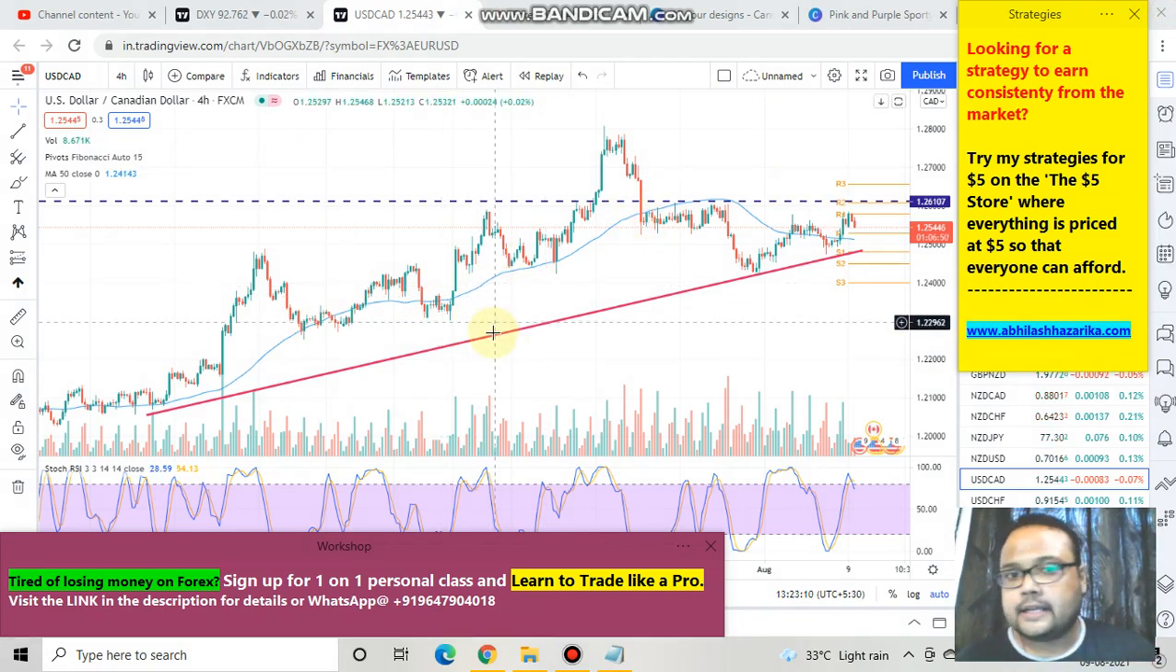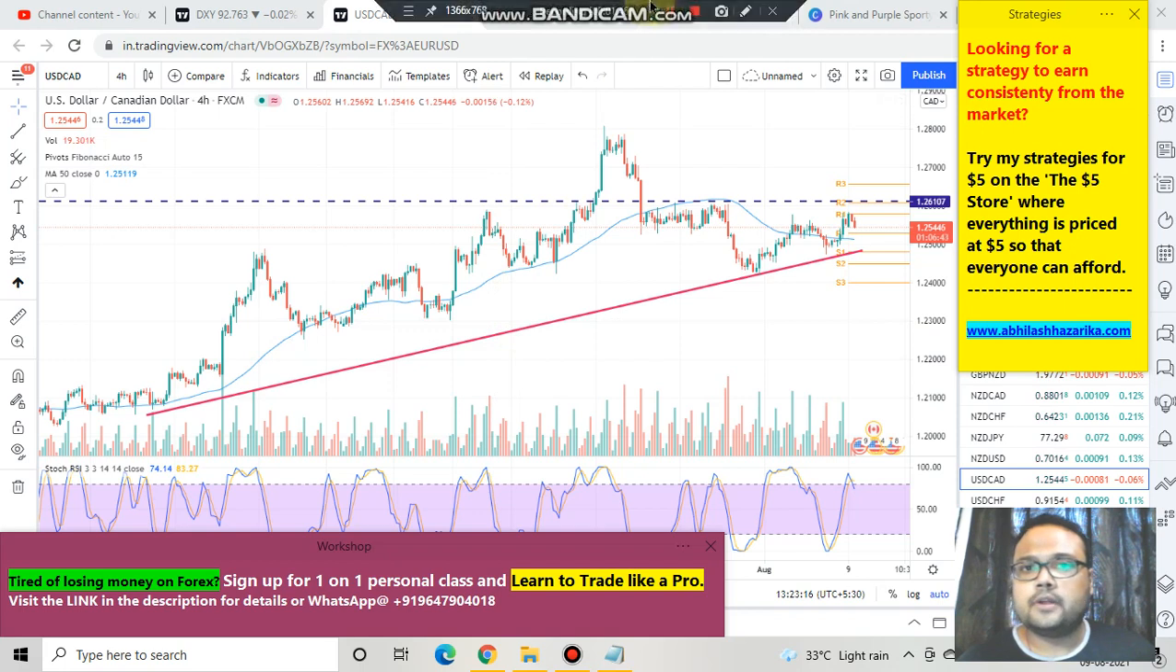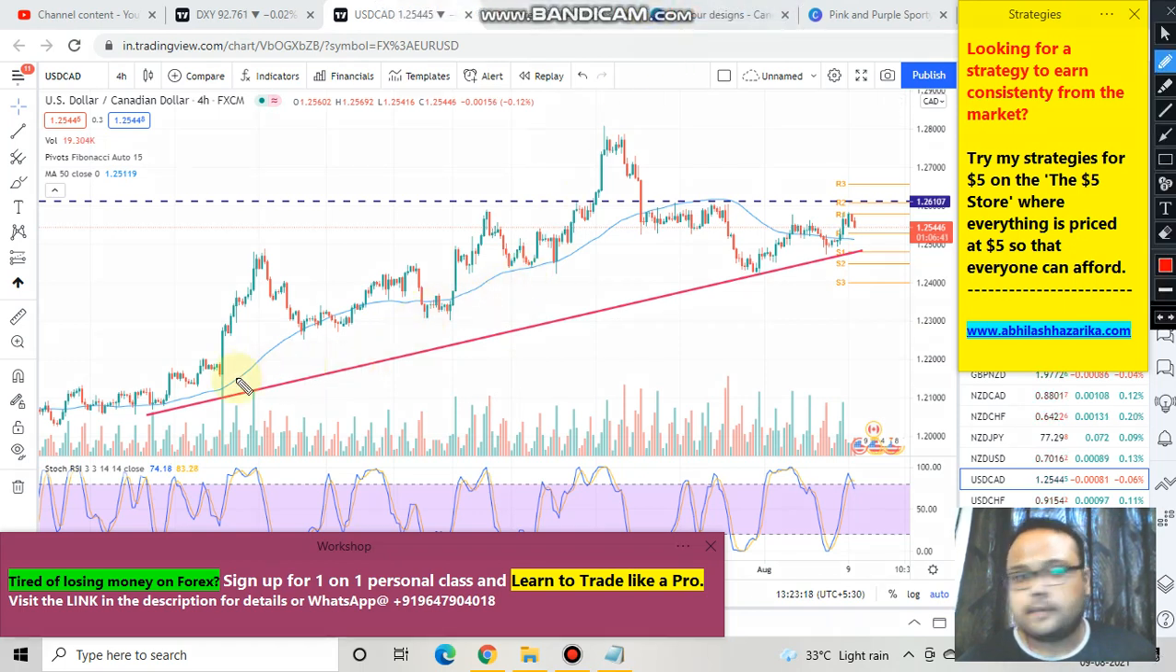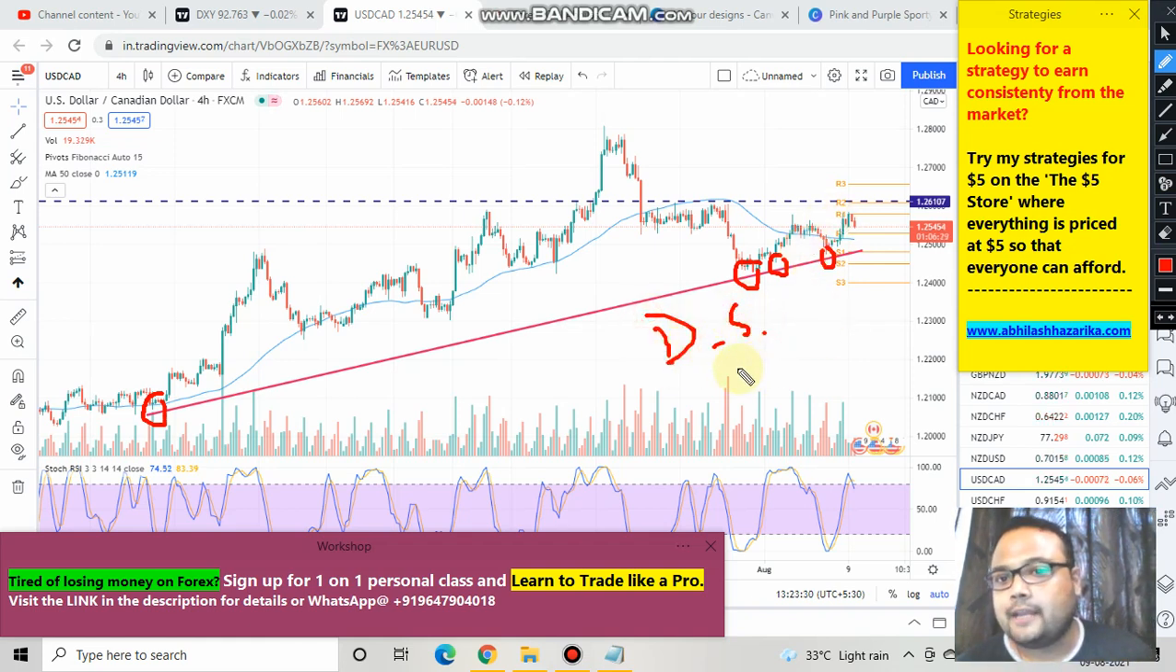And you can see that this trend line is acting as a dynamic support for the market. Or in simple words, whenever the market is going down, this line is providing support to the market. Therefore, this is a dynamic support. Dynamic because we do not have any exact value here.